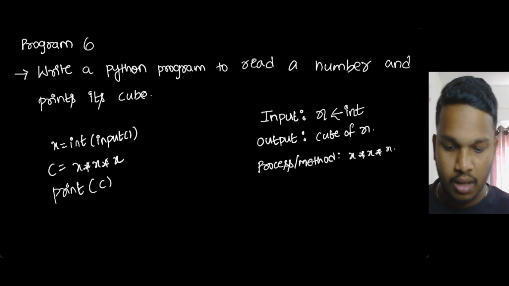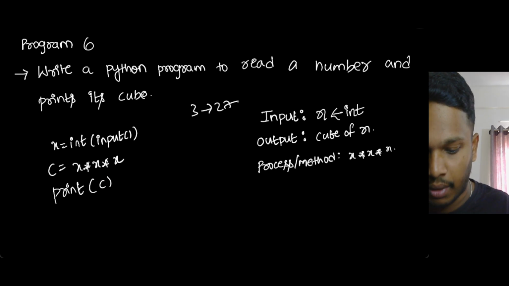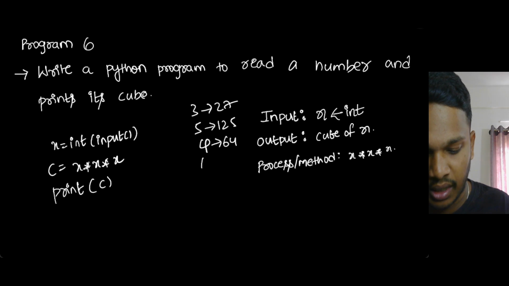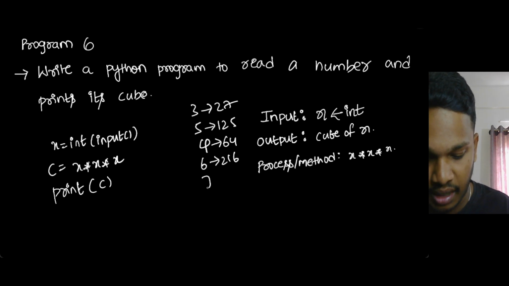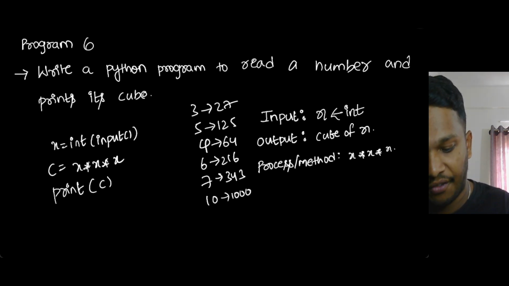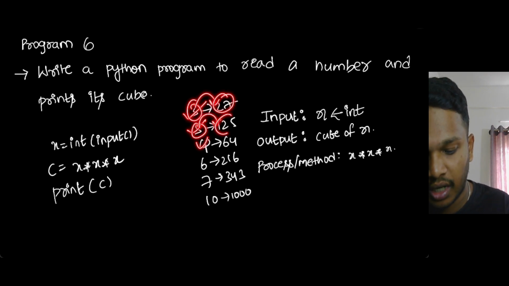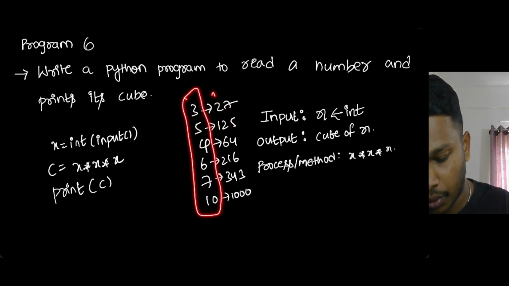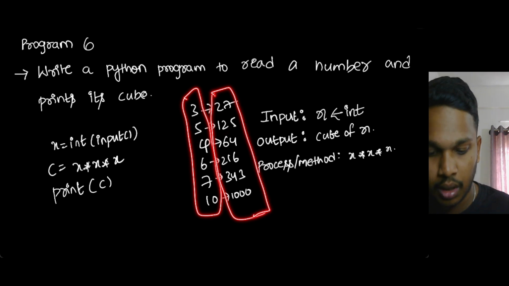This is done. For 3, it should print 27. For 5, it should print 125. For 4, it should print 4 fours are 16 and 16 into 4, 64. For 6, it should print 216. For 7, it should print 343. For 10, it should print 1000. So if you write a program, for this input you should get this output. For all these inputs, if you are able to get these outputs, then your program is correct.